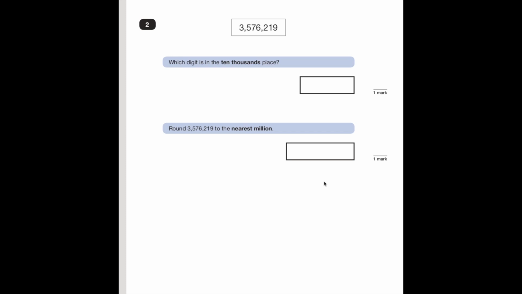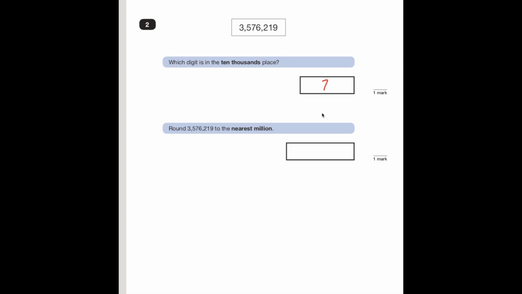Number two, they've given us a number, 3,576,219. Which digit is in the 10,000s place? Again, this is just place value. You should know we have units here, tens, hundreds, thousands, 10,000, 100,000 and millions. So which digit's in the 10,000s? It's this number here, it's 7.